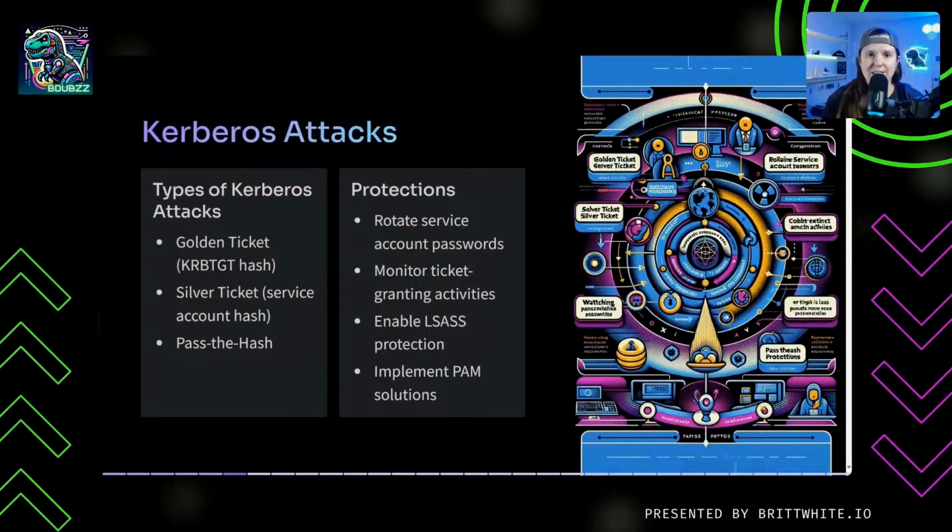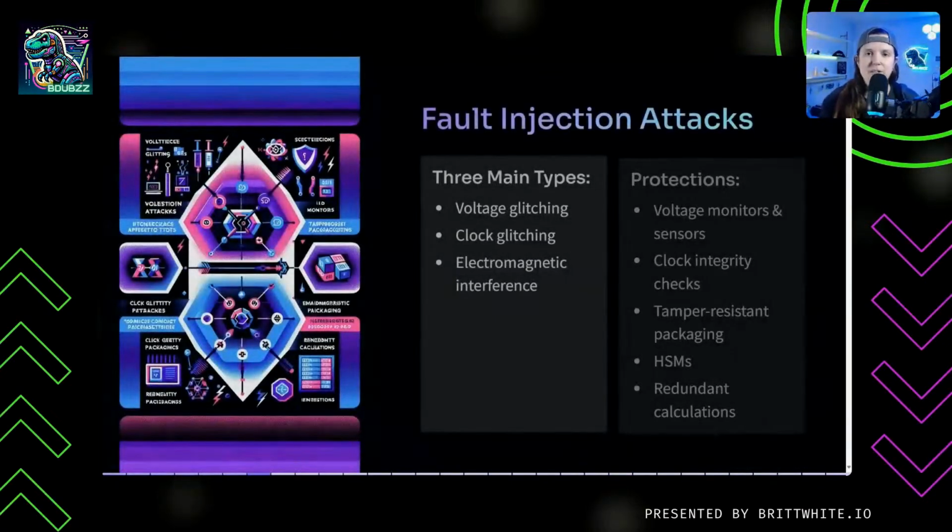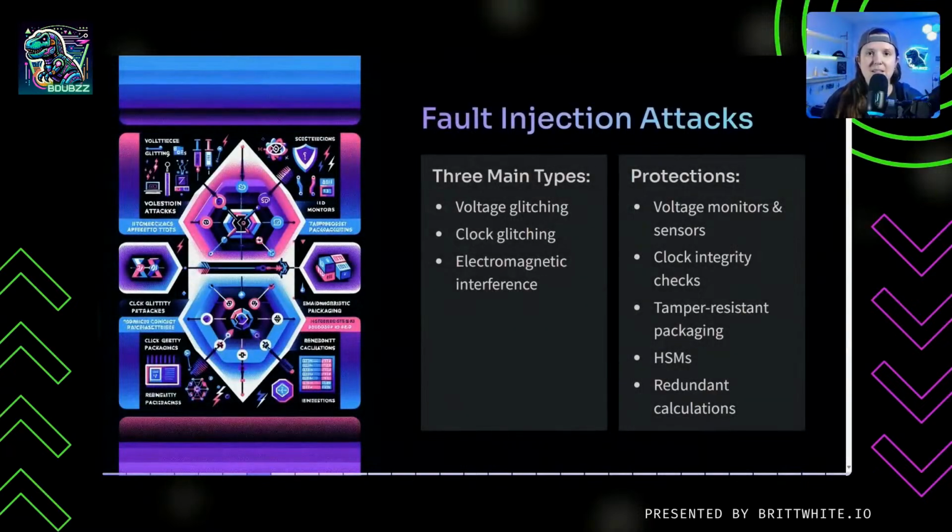Next, we have fault injection attacks. These attacks deliberately disrupt hardware or software to bypass security mechanisms. There are three main types. The first is voltage glitching, where the attacker temporarily changes the power supply voltage to make a chip skip security checks. Next is clock glitching, manipulating the system clock to cause calculation errors. And third is electromagnetic interference, using targeted electromagnetic pulses to affect circuit behavior. Think of it like causing a security guard to momentarily look away while someone sneaks past.